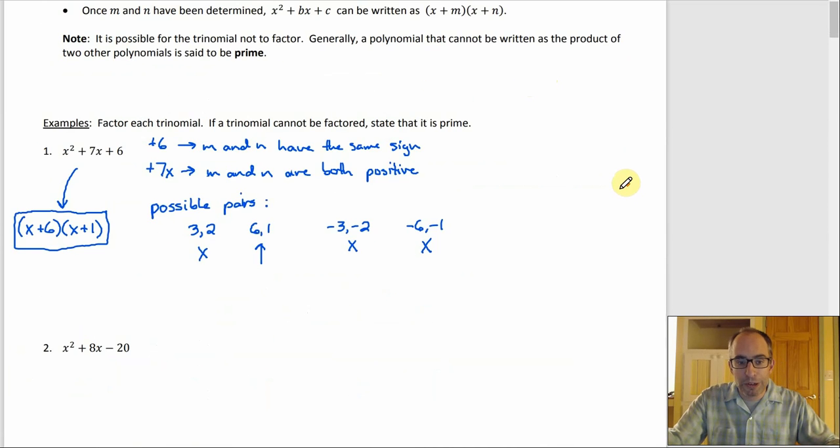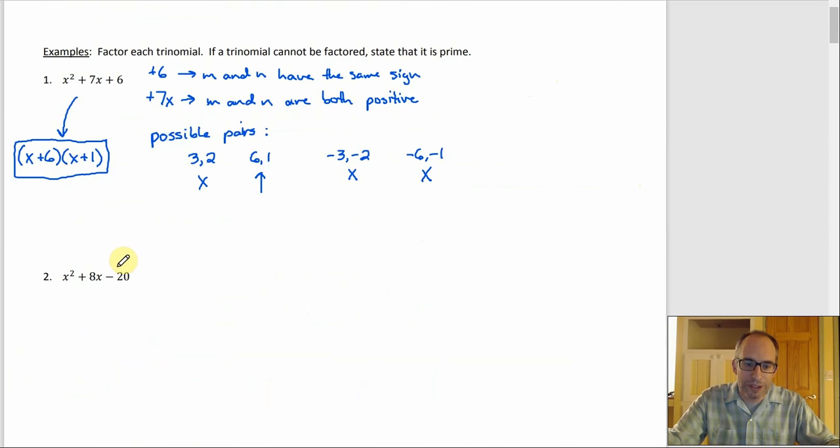Then number 2 is a little bit different because now the constant is negative. But then we can adjust to that too, because then you say, okay, that should be a minus, not a plus. So that minus 20 that's at the end, if you're getting a negative, that would mean that m and n would have to be different signs, right?